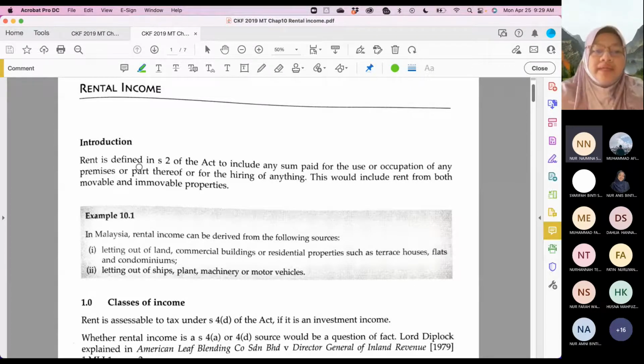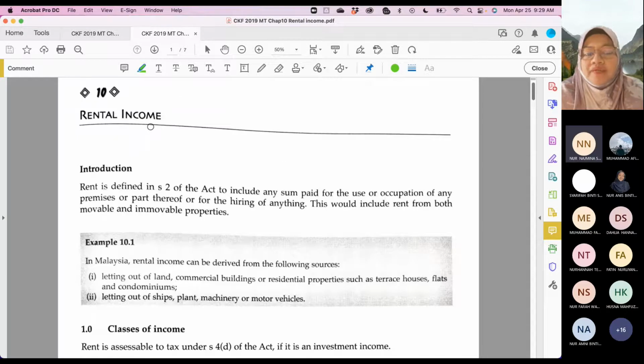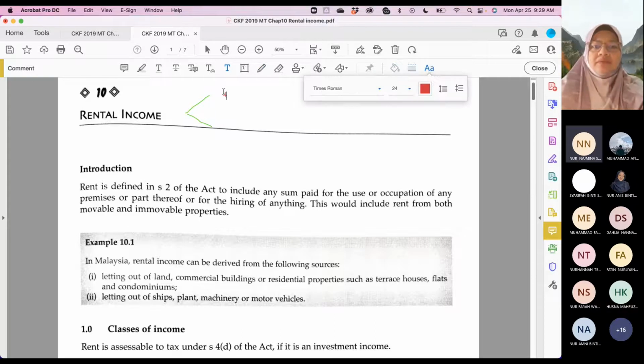Alright, rental income is defined. Now we have rental income under which section, 4A, 4B, 4C, or 4D? It is 4D. Later we will see that rental income could be under section 4D, and it could also be 4A, depending on the circumstances.